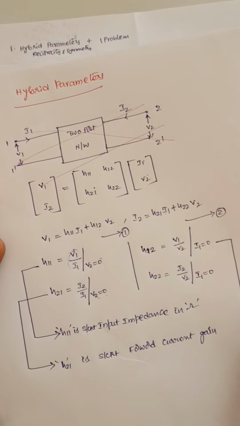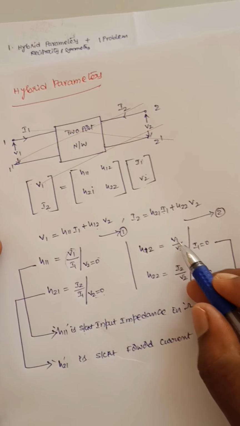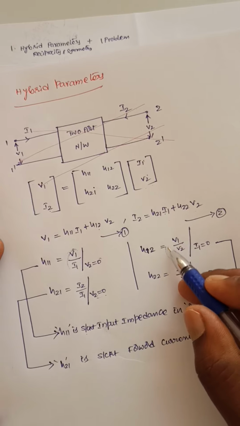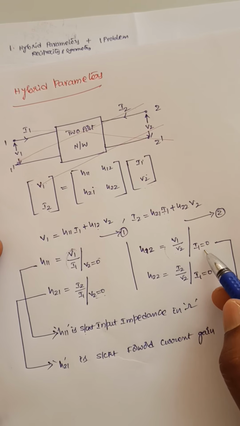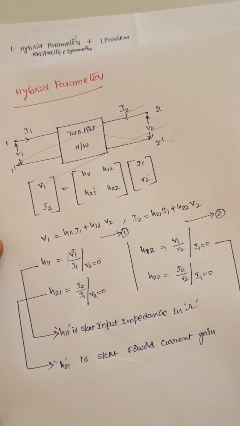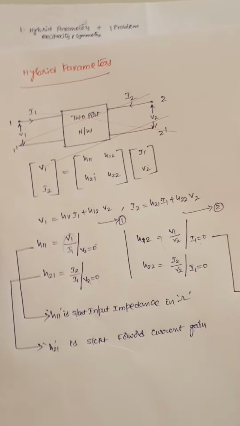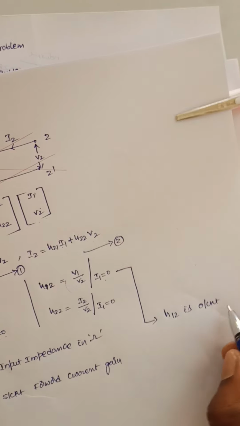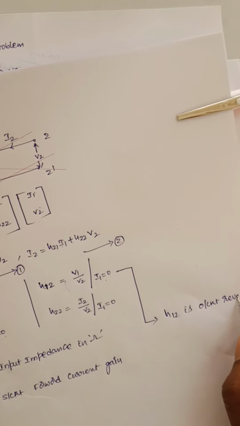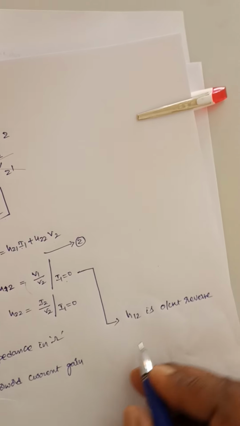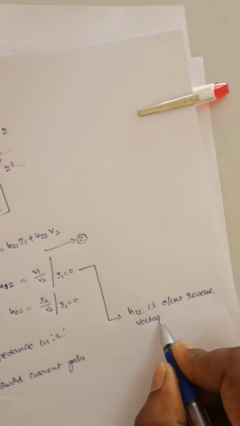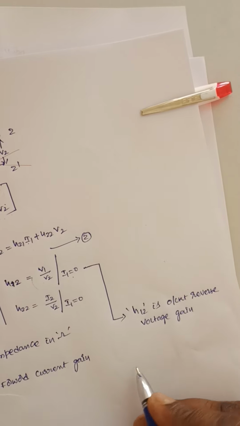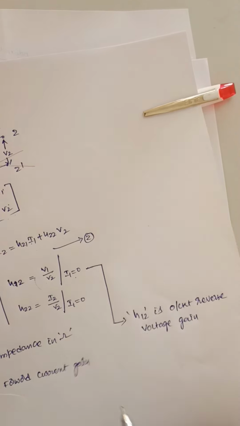Sorry, H12. What is H12? It is V1 by V2. It is a gain, but it is reverse voltage gain. Since I1 is equal to 0 here, it is open circuit. H12 is open circuit reverse voltage gain, and there are no units for this H12.